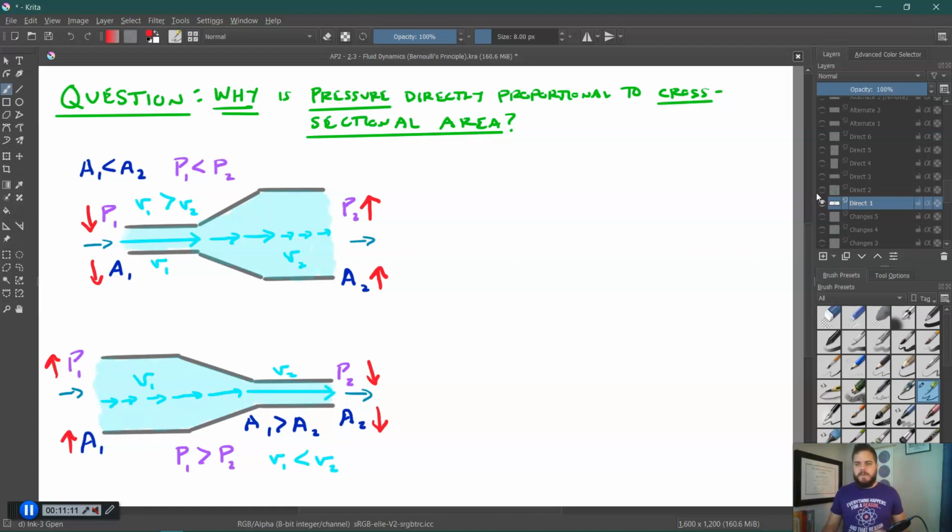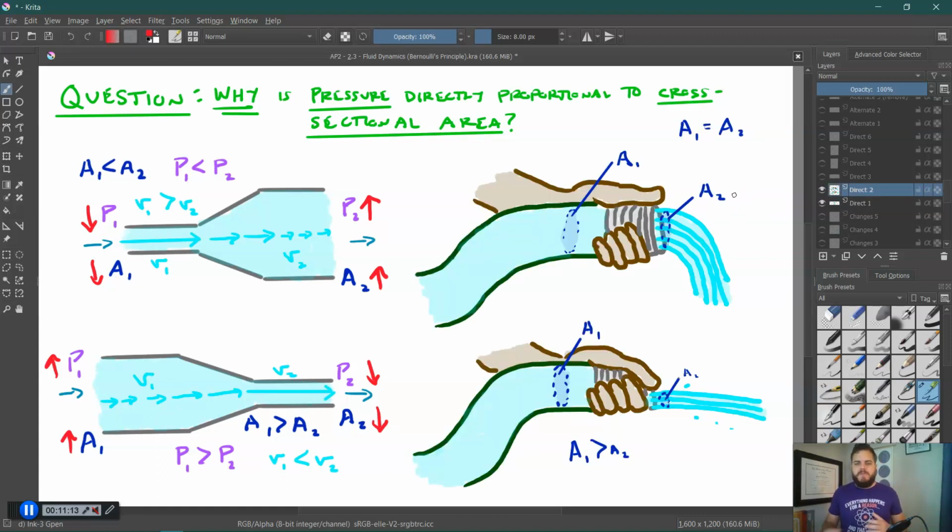So let's think about it like so. Let's say you have a hose, and initially it has this area in the hose and this area at the opening, so A1 equals A2. Then when we stick our thumb over the end of the hose, we've significantly shrunk this area, so in other words, A1 is much bigger than A2. Now, let's think about this bottom situation first.